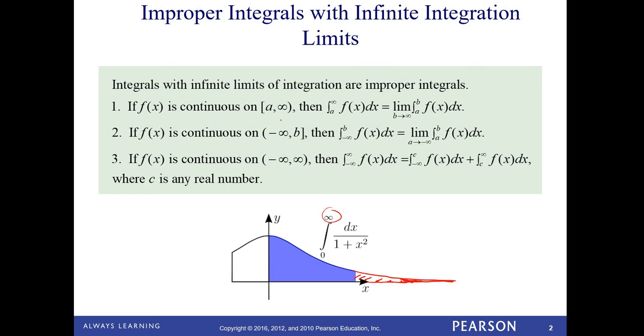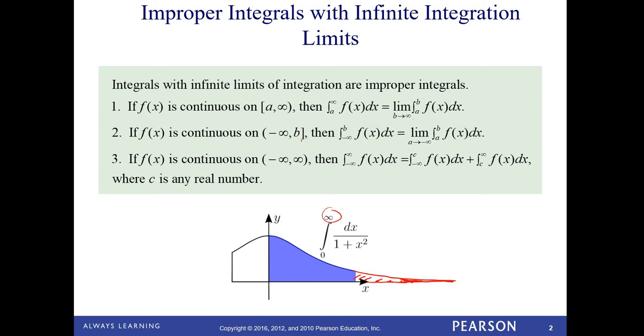So if f of x is continuous on some value a to infinity, that would be this picture here, then the integral from a to infinity is found by taking the limit of the integral from a to b of the function as b approaches infinity. Same thing true to the other side.